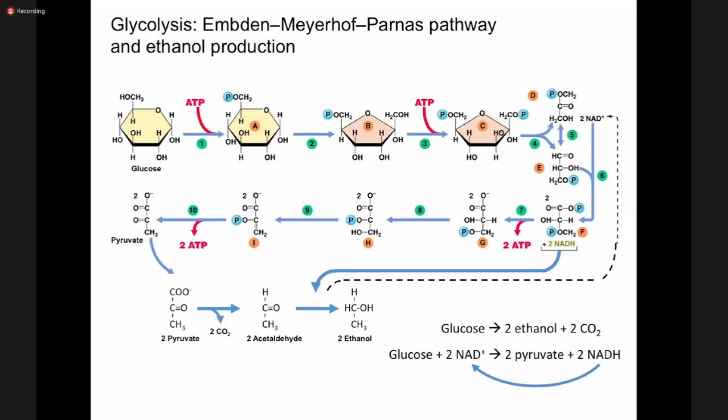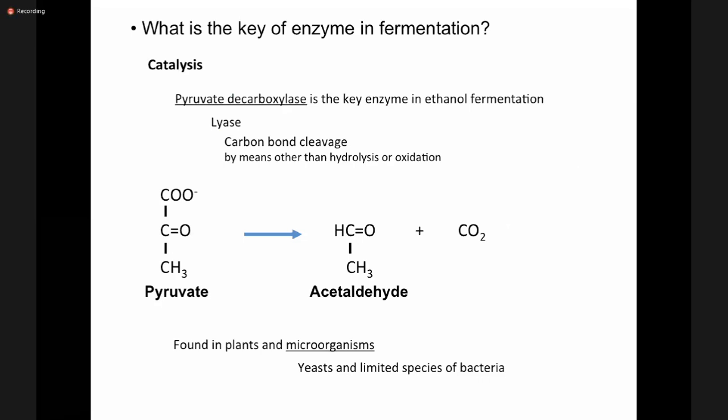Maybe my explanation was not good. Lyase is just a group of enzymes. We can divide all enzymes into 6 groups. One of them is oxidoreductase, and lyase, and anyhow 6 groups. Then pyruvate decarboxylase is one of the members of the lyase group.